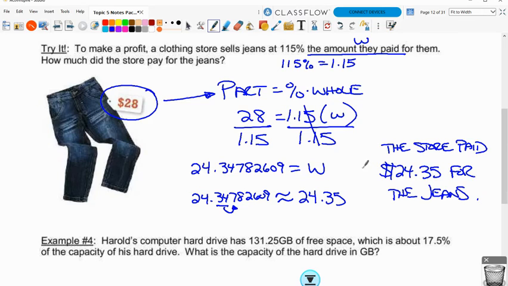Okay, so again, if we take this $24.35 and we multiply it by 115%, because this number is bigger than 100%, our end result, the selling price, has to be higher, and it was.